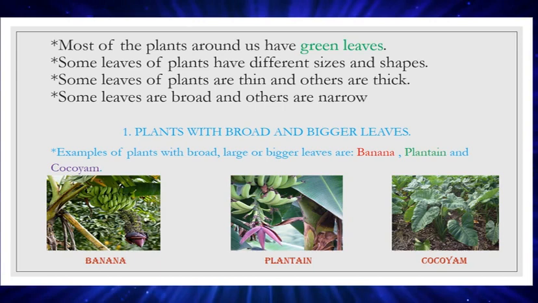So let's look at some examples of plants with broad and bigger leaves. Examples of plants with broad, large or bigger leaves are banana, plantain, and cocoyam. I repeat, banana, plantain, and cocoyam. You've seen they have broad, large, or bigger leaves. Look at them over there. You can see their leaves: the banana plant first, the plantain, and the cocoyam. See how they have broad and bigger leaves.